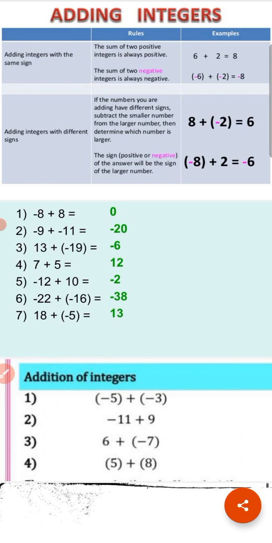Today, we are going to revise the topic Rules of Integers for Addition. As you already learned, integers are a special group of numbers that are positive numbers, negative numbers, and zero. All positive numbers are greater than 0 and all negative numbers are less than 0.